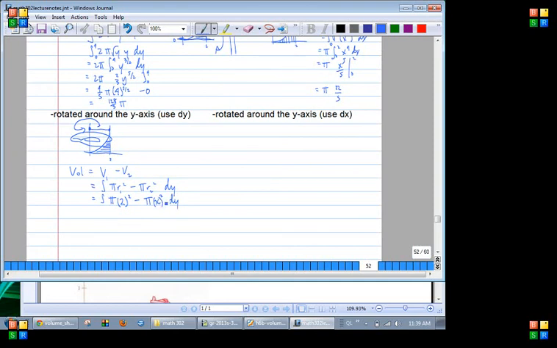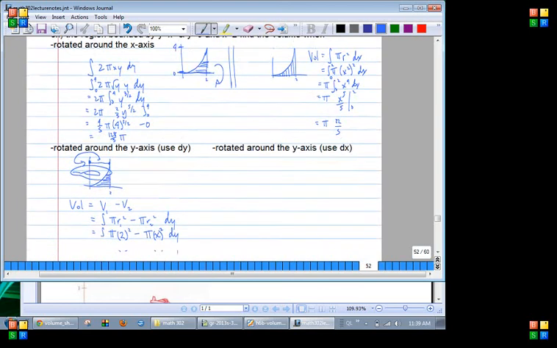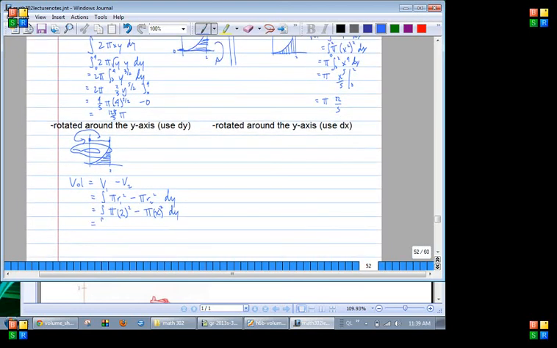But now, of course, if we're doing our integral dy, we can't have x in there. So what is x? x is the square root of y. And you can work this out, and it's an integral that you can do. Okay.